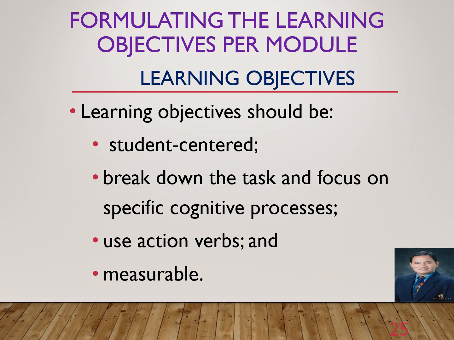Bloom's taxonomy of cognitive learning objectives includes the following hierarchical levels: knowledge, comprehension, application, analysis, synthesis, and evaluation. Of course, Bloom's taxonomy guides us in choosing action verbs for each cognitive level. Ideally, the learning objectives for each module should be stated with reference to the higher order thinking skills.